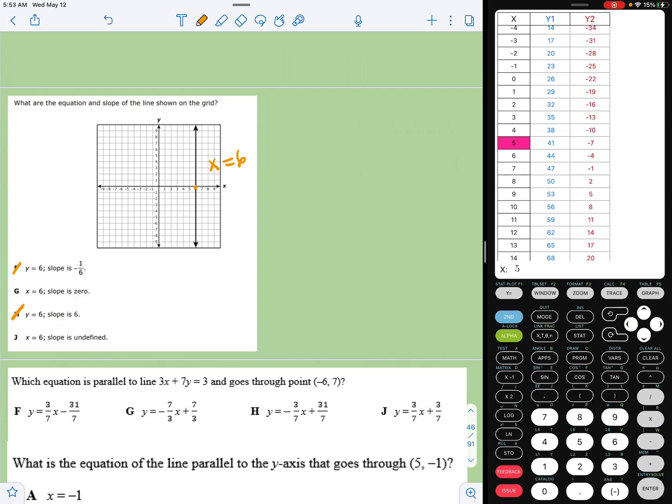Okay, so what's the slope? Our slope is 0 on a flat line, on a horizontal line. So it has to be undefined. Vertical lines are undefined, so our answer is J.